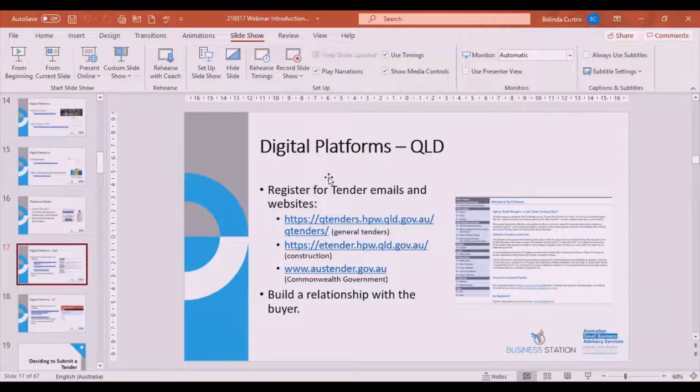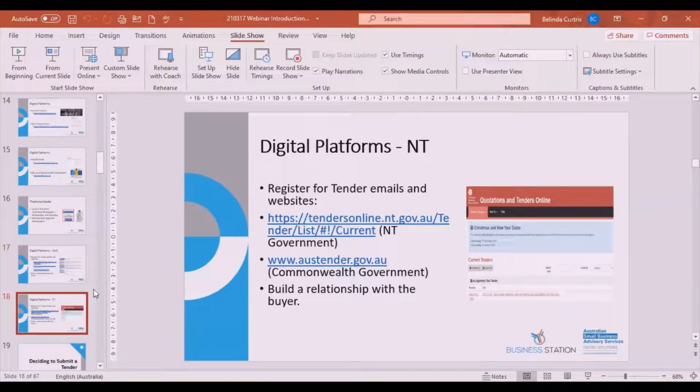there are digital platforms in Queensland. So that's the Queensland platform. They've split that up into general tenders and then construction. And again, you can go to the Commonwealth Government for AusTender, and likewise Northern Territory digital platforms as well. As I said, all of these are free of charge. The tendering process across Australia is pretty similar, and the process of procurement and tendering is pretty much standard across the Western world.